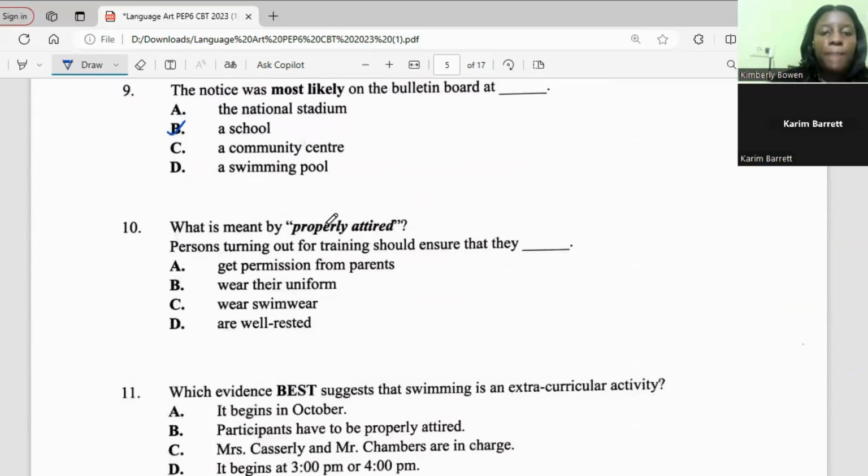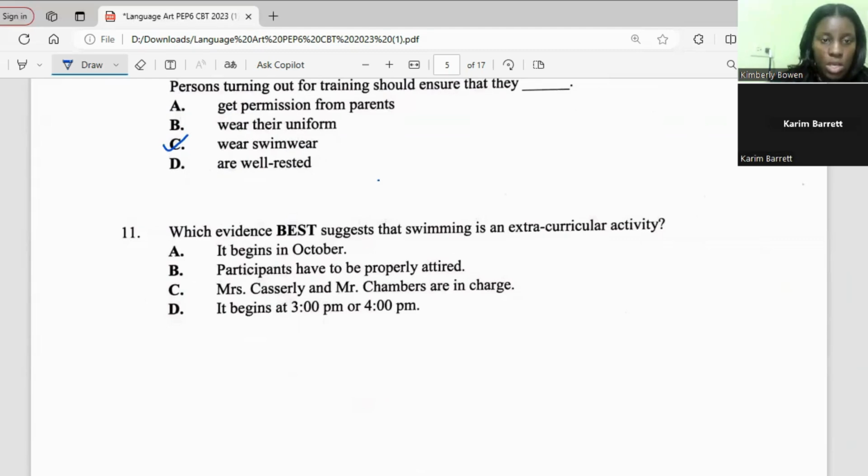What is meant by properly attired? Persons turning out for training should ensure that they get permission from parents, wear uniform, wear swim gear, or are all well rested. And the correct answer is to wear their swim gear. Number 11. Which evidence best suggests that swimming is an extracurricular activity?